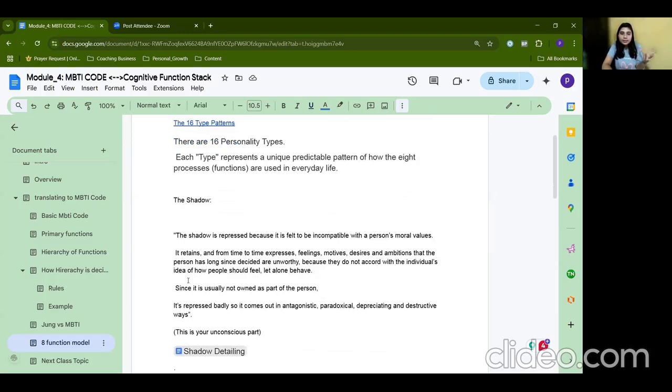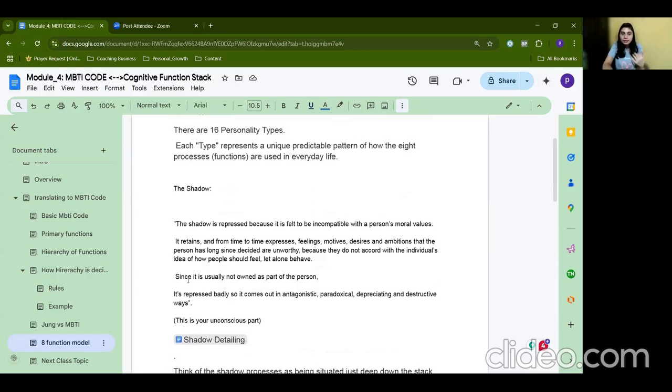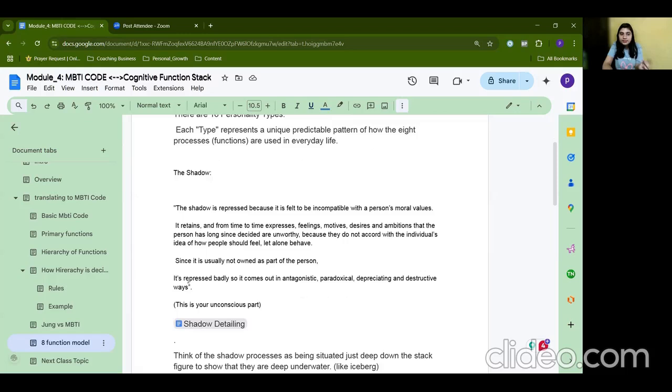Now, the shadow is the repressed part of ourselves because it is very incompatible with the person's moral values. It retains from time to time and expresses feelings, motives, desires, and ambitions that the person has long since decided are unworthy because they do not accord with the individual's ideas of how people should be, how people should feel, let alone behave. Since it is usually not owned as a part of the person, it is repressed badly, so it comes out in very antagonistic, paradoxical, depreciating, and destructive ways.